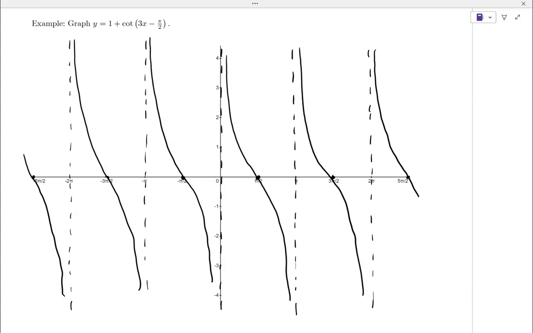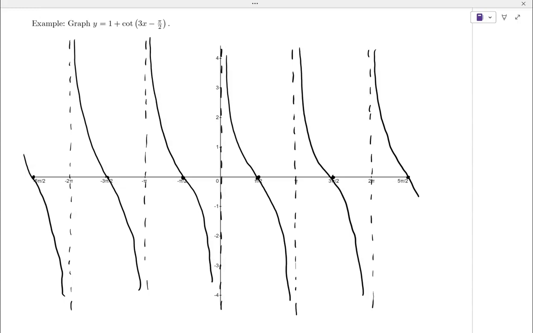To start with, that's the base graph. Tell me some types of transformations that are going to happen. There should be three that you should be able to tell me here. What three types of transformations are going to happen here? What's going to change? The graph's going up by 1. It's going to go up by 1, right? That's the one out in front. What else?